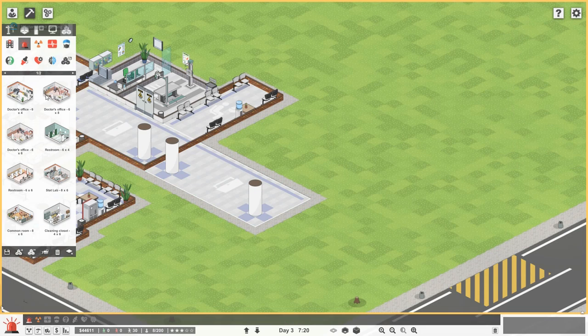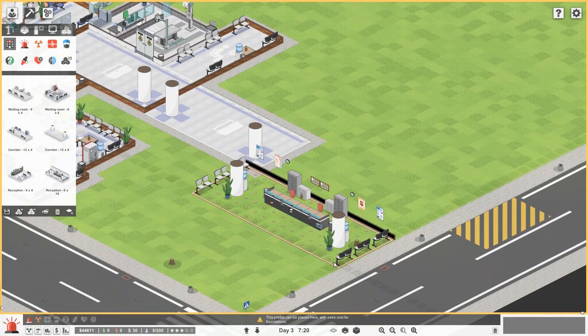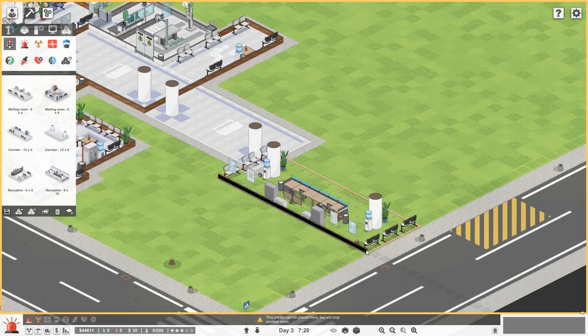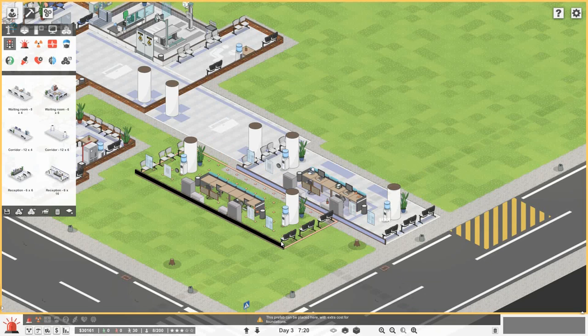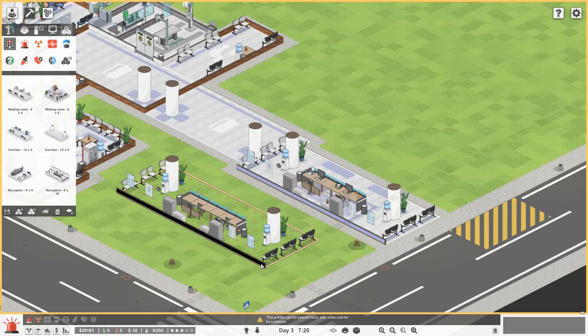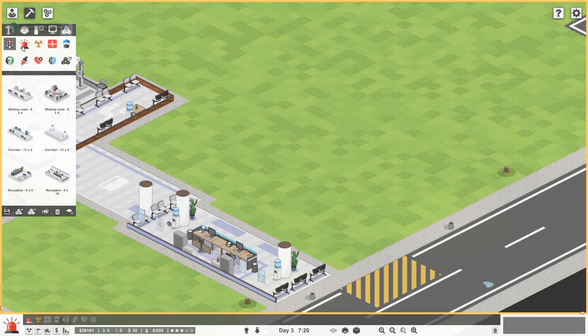Build prefab. Reception. Does that have to be flipped? I kind of want it there. So then they walk in. The reception's to the left. And then I've got a plan. I do. So then from here, we need a waiting room.